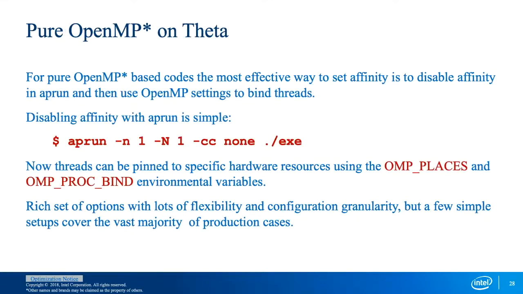Now, if you have just pure OpenMP on Theta, you're running on a single node, my recommendation would be that you just tell aprun, I don't want you to set up any affinity for me. Do -cc none, and then you control the affinity yourself. You could use KMP_HW_SUBSET and KMP_AFFINITY to define places and policies for binding. But since we're talking about OpenMP, let's go over these particular environment variables and see how they work.